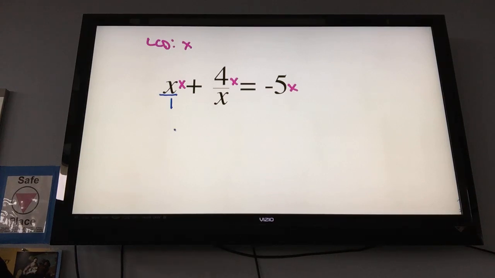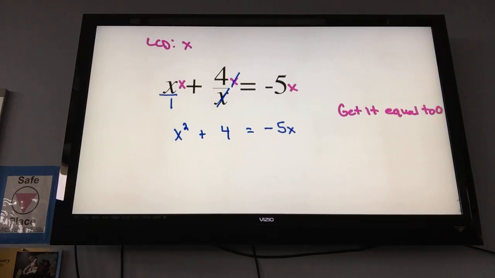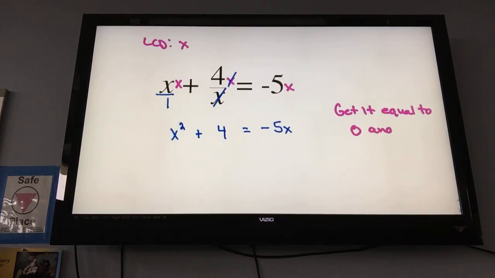So x times x, x squared. Plus, in the second one, x cancels with x, leaving me just that 4. And on the last one, negative 5 times x is negative 5x. Now, I said this one was different. The reason it's different is because I'm ending up with an exponent in the equation. And when you have an equation with an exponent in it, you have to get it equal to 0 and factor. So get it equal to 0 and factor.